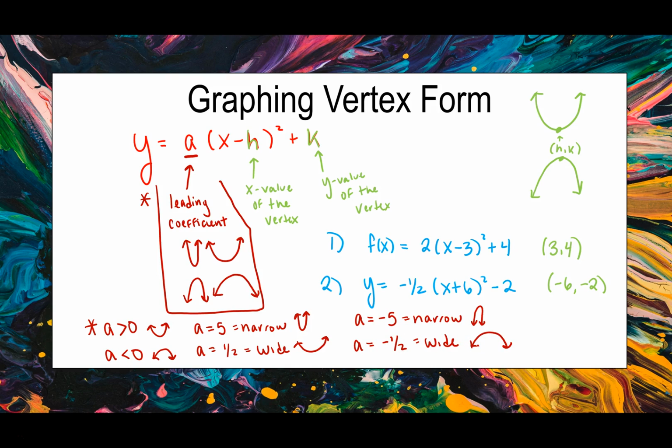So what should you take out of this slide? Leaving this slide, you should be able to find the vertex from looking at the opposite of this and the same as that, and then have a general idea of saying, oh, this is going to be narrow and happy. This is going to be sad and wide, sad meaning an upside down parabola.